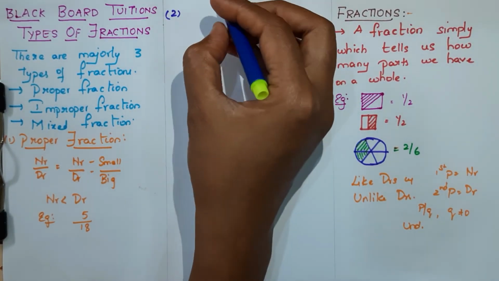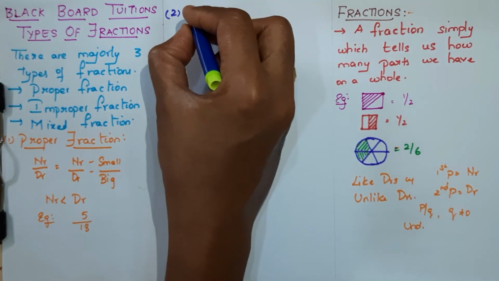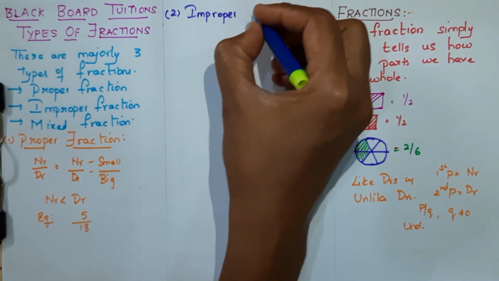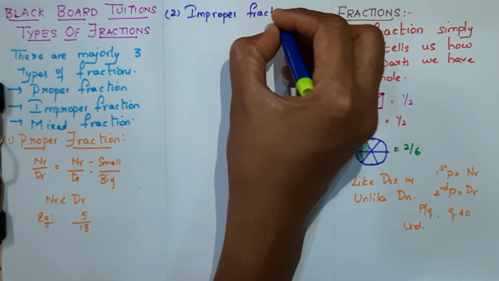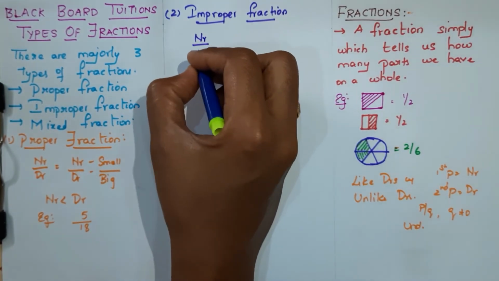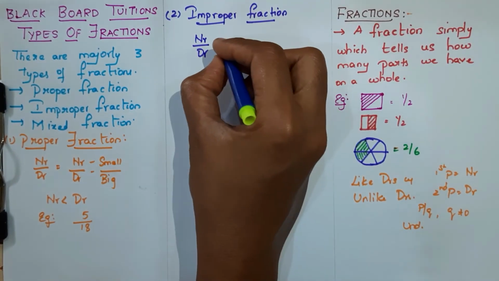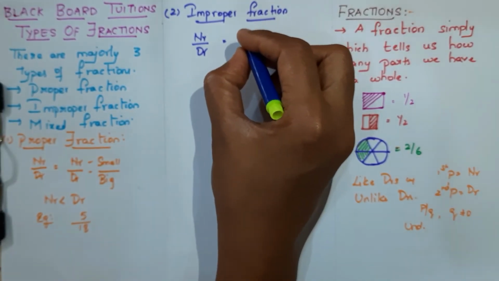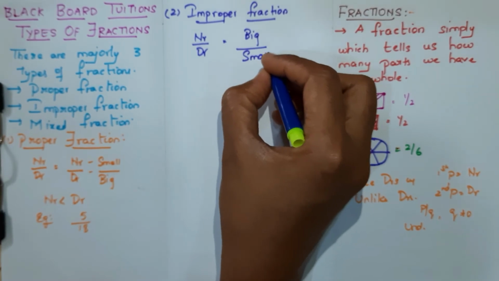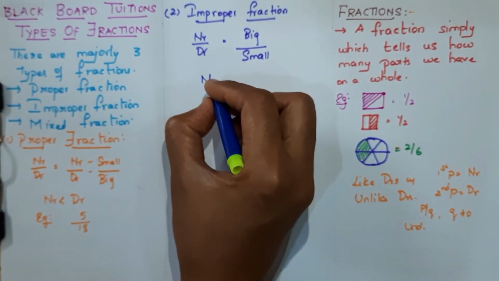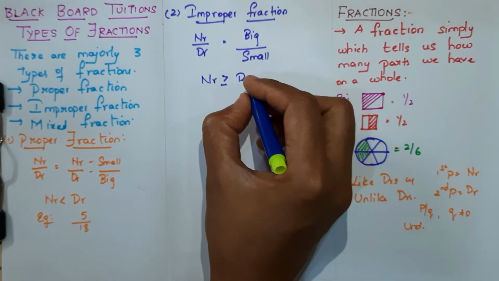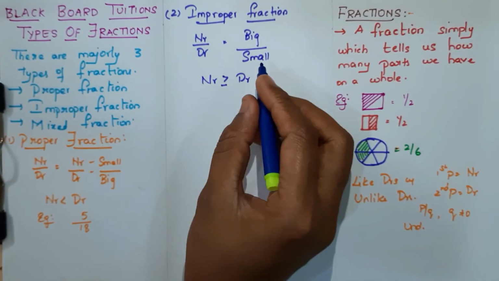Now coming to the second type of fractions, that is improper fraction. This is totally the reverse of the proper fraction. Here also we consider the numerator and denominator, where the numerator should be big and the denominator should be small. We can denote it as numerator is greater than or equal to denominator. This is called an improper fraction.